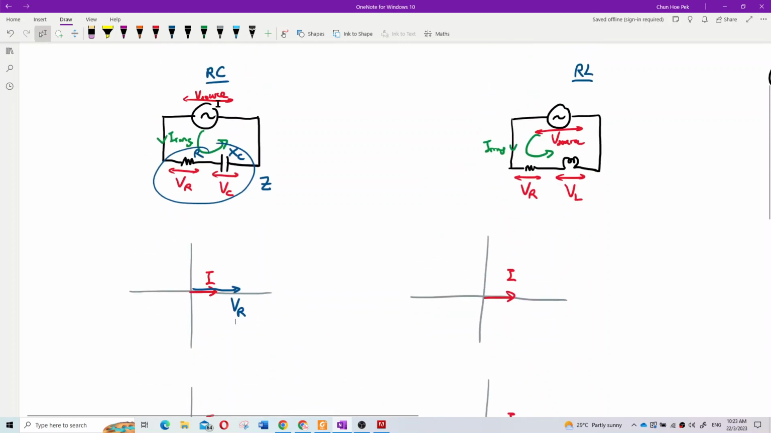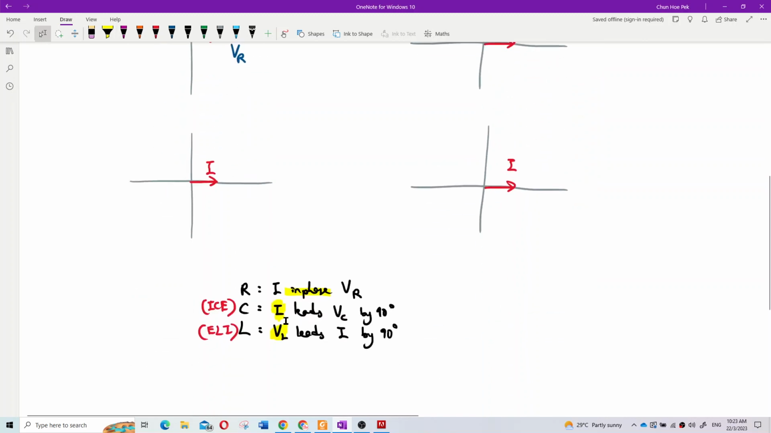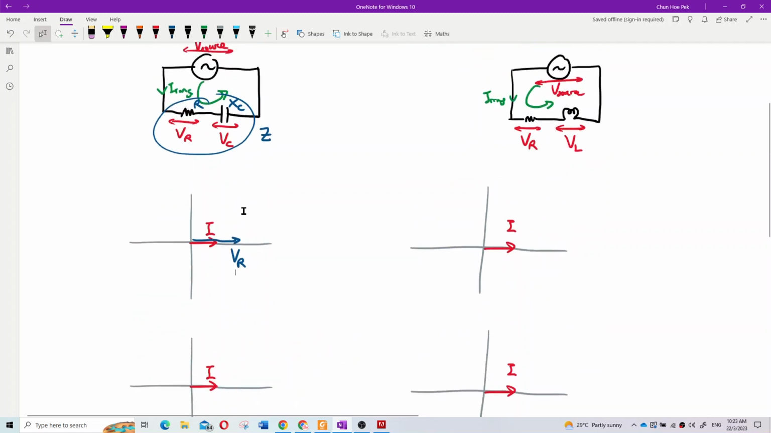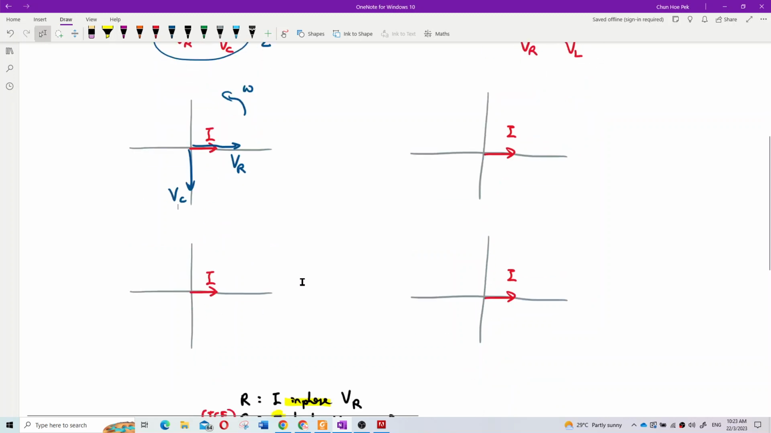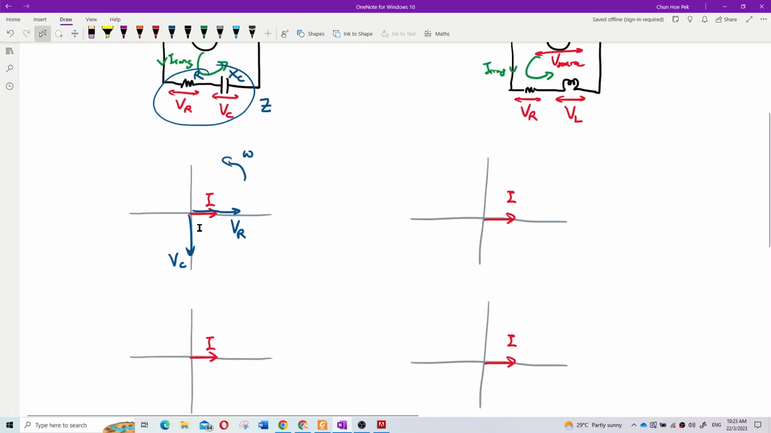And then we have the capacitor. For the capacitor, the current leads by 90 degrees. That means if the current is over here and the rotation is anti-clockwise, then VC is below. Current is leading by 90 degrees. See, the current is in front of VC. Is that correct, class?